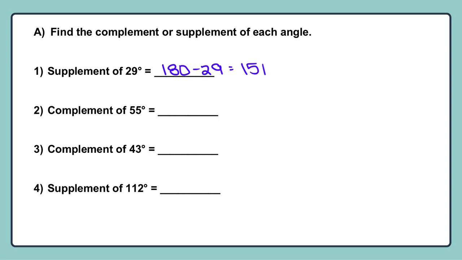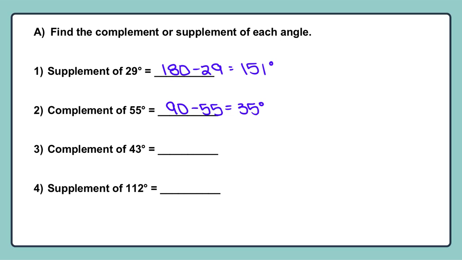151 degrees. Okay. How would I find the complement of the 55-degree angle? 90 minus 55. Very good. 90 minus 55 gave you how much? 35 degrees. Very good. Do the next two. I'm going to ask for answers in about 30 seconds. And I'll even pause it for 30 seconds.